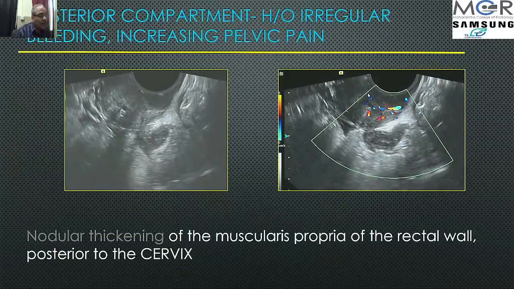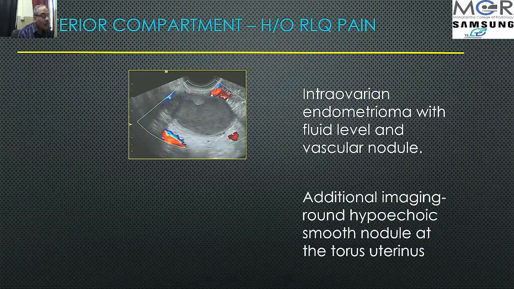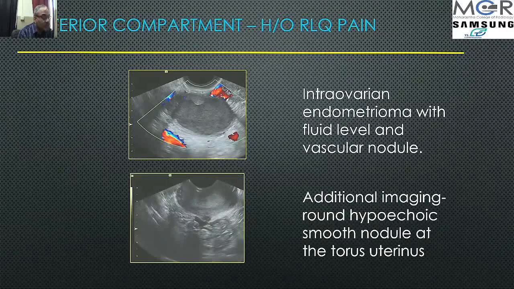So we need to develop a habit of looking at the structures where we can expect the location of endometriosis. In the posterior compartment, in a patient with irregular bleeding, you can see that there is nodular thickening of the muscularis propria of the rectal wall, and there is no vascularity as such. The lesion is elongated, there is a tail appearance as we have seen in the earlier description. This is an intraovarian endometrioma with a small fluid level and a nodule there. And in additional imaging, you can see a small nodule just behind the cervix, that is the uterosacral ligament, both ligaments coming together at the torus uterinus.